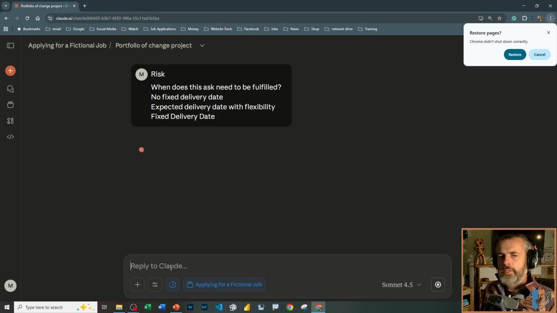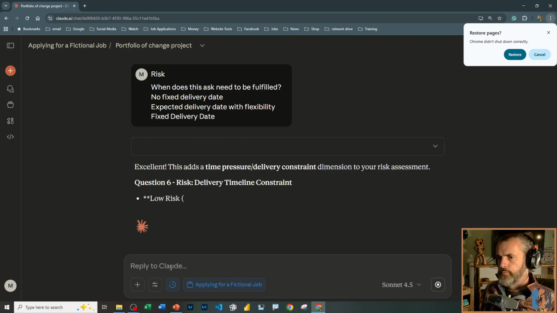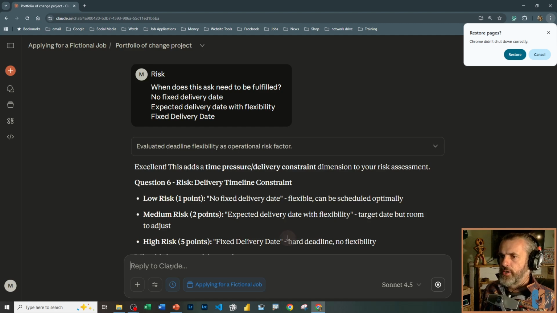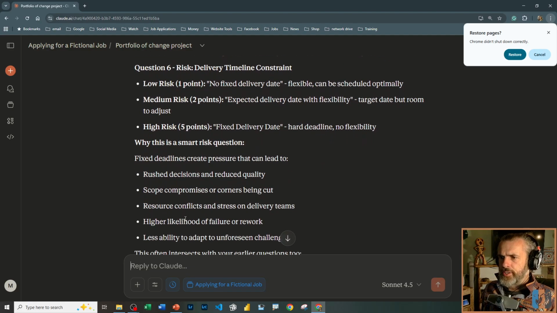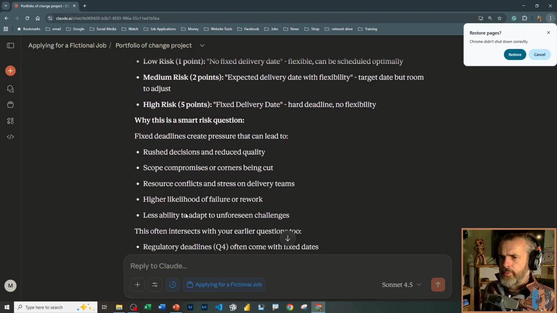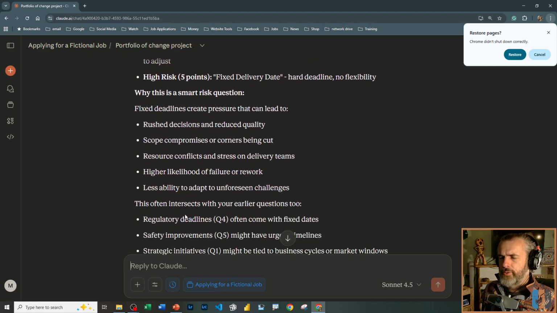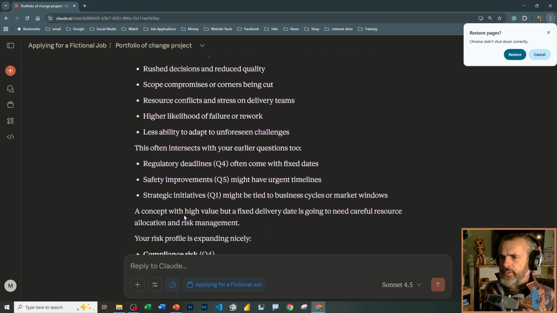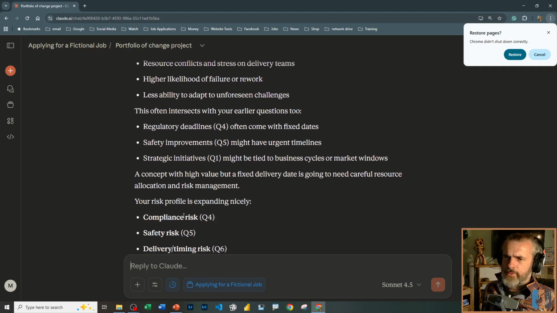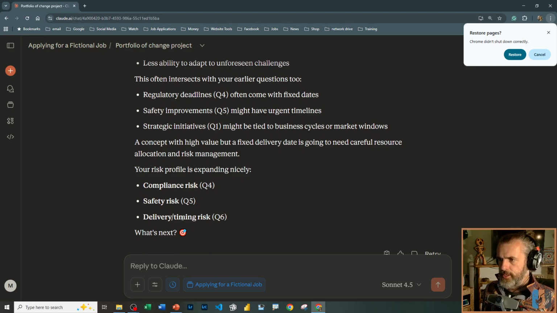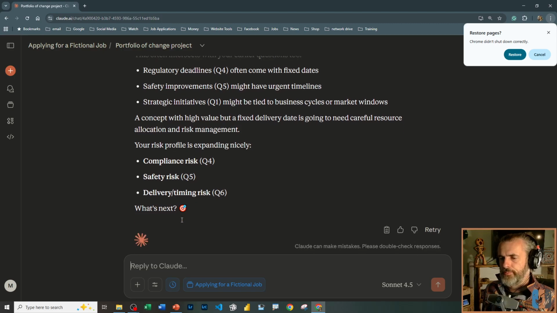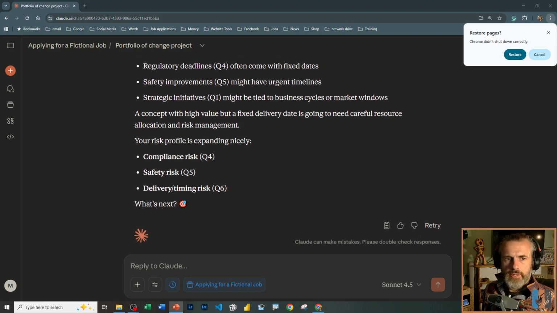When does this ask need to be fulfilled? Excellent. This adds a time pressure delivery constraint to the dimension of your risk assessment. It certainly does. Fixed deadlines create pressure that can lead to rushed decisions, scope compromises, resource conflicts, higher likelihood of failure. Yeah. This often intersects with regulatory deadlines, safety improvements, strategic objectives. A concept with a high value and a fixed delivery date is going to need more careful resource allocation and risk management. Certainly is.